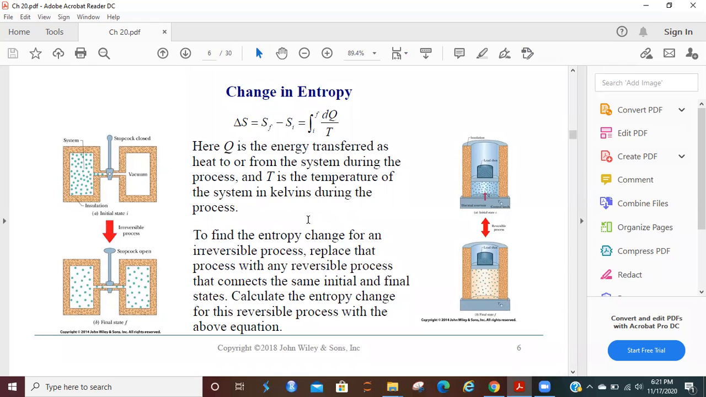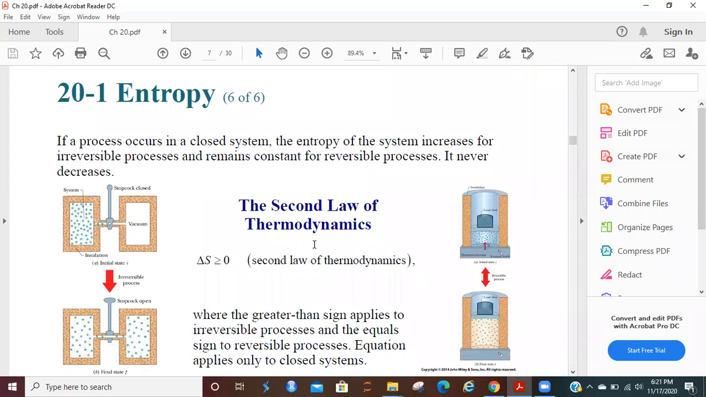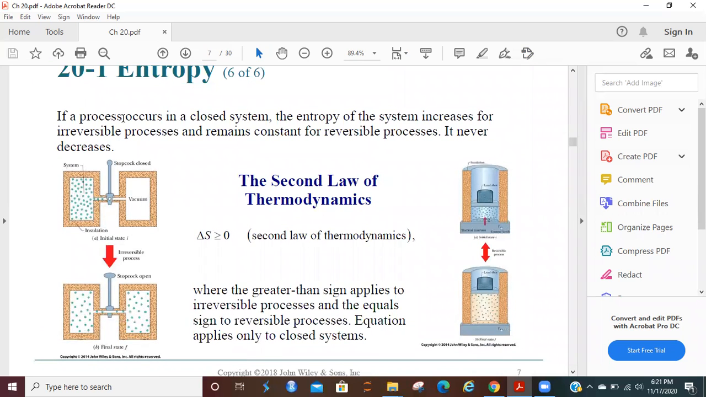So to find the entropy change for an irreversible process, replace that process with a reversible process that connects the same initial and final states, and then calculate the entropy change for this reversible process with this equation. So if a process occurs in a closed system, the entropy of the system increases for irreversible processes and remains constant for reversible processes. It never decreases.